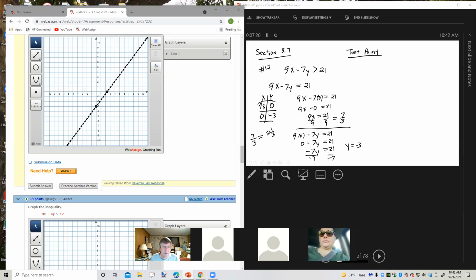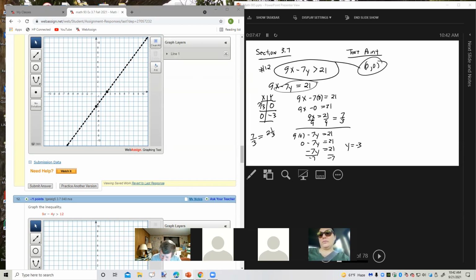I need to choose a point that is not on the line. 0, 0 is not on the line, so I'm going to use 0, 0. That's always a nice point to choose. I'm going to plug that into the actual inequality that I'm graphing. I only use this to set up to find the points that are on it.